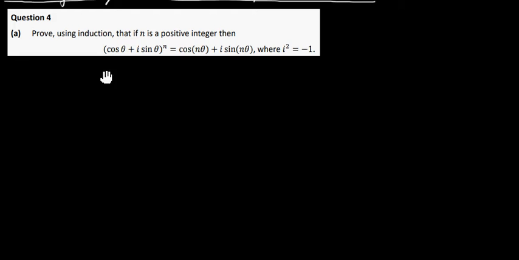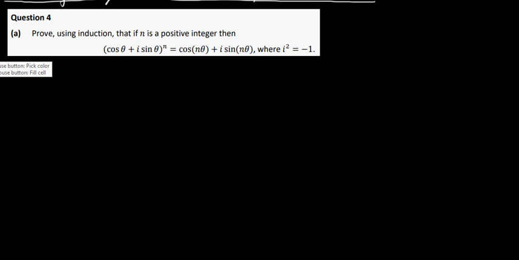So we've got to prove that (cos theta plus i sine theta) all to the power of n is equal to cos n theta plus i sine n theta, where i squared is equal to -1. So basically it just means that you can take this n, the power here, bring it down and multiply it by the angle, so bring it down in front of the angle. Okay, so we've got to use induction to prove this.